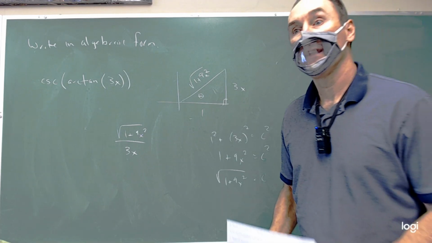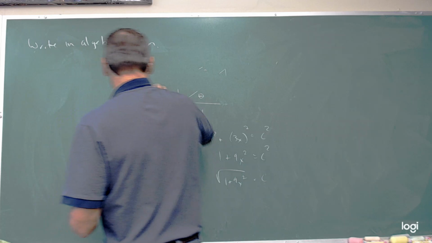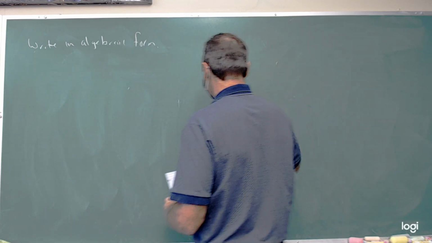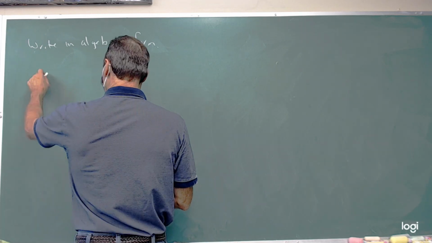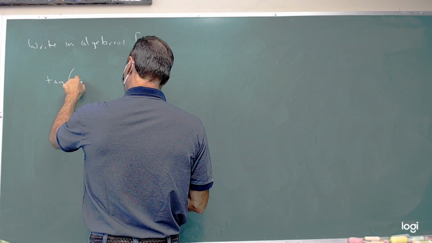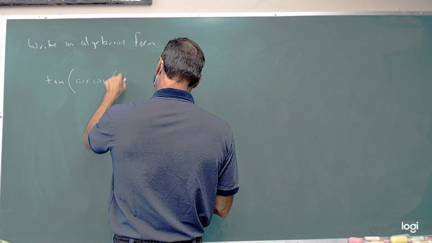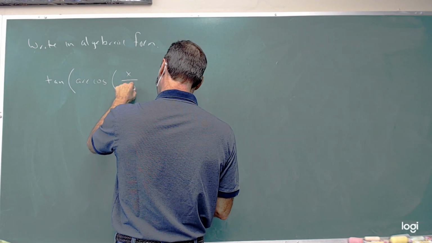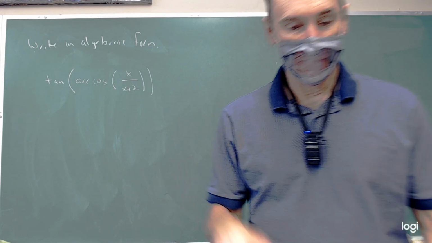Okay, now let's see what you can do. Write in algebraic form. And let's do the tangent of the arc cosine of x. Give it a shot.